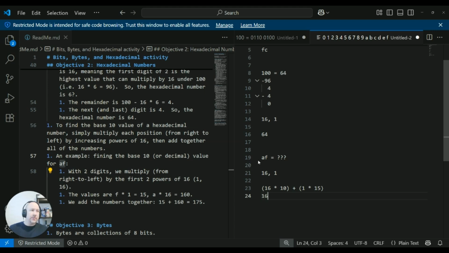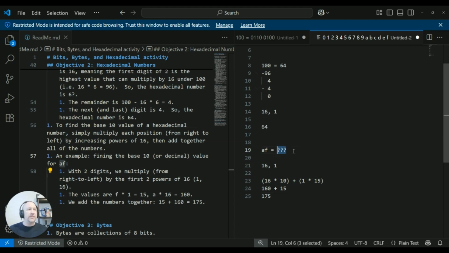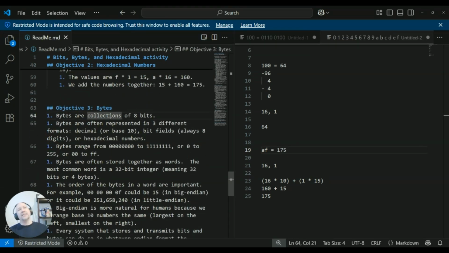So 16 times 10 is 160. 1 times 15 is 15. Therefore, 175 is the final answer. So AF equals 175. So we've converted back and forth on the hexadecimal side. All right, let's switch over to bytes.